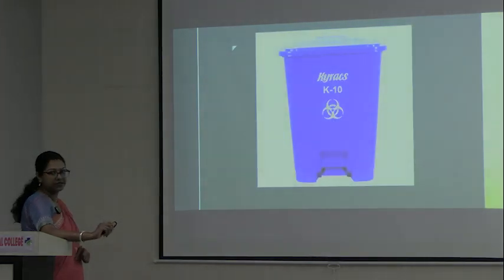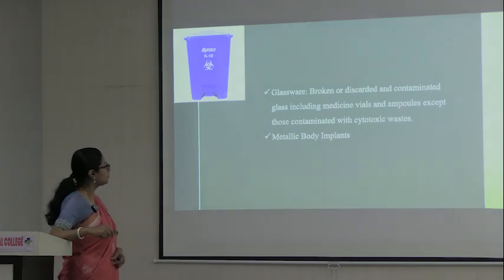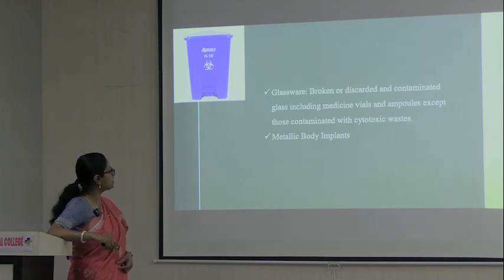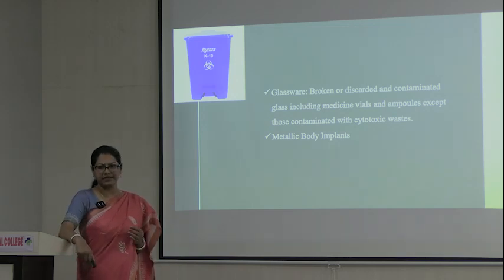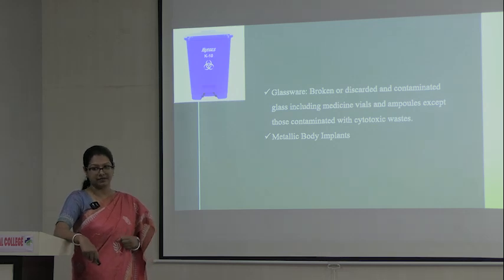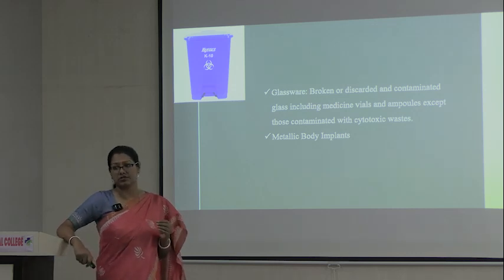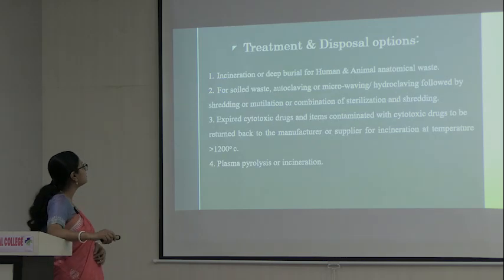This is the blue colored one that I was talking about. Here we can throw glassware, broken or discarded and contaminated glass, including medicine vials and ampoules, except those contaminated with cytotoxic wastes. Even metallic body implants we should throw in the blue bins. Any example of a metallic body implant you can remember? Pacemaker, very good. Then sometimes in orthopedic OTs, for some fractures, they will implant some metallic body parts.